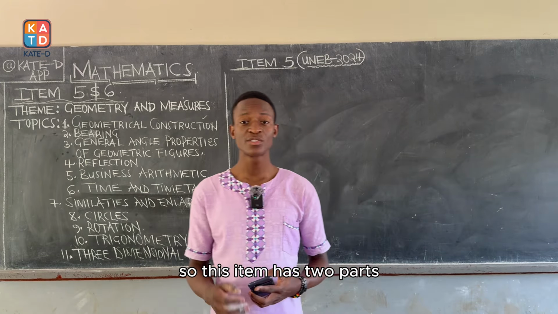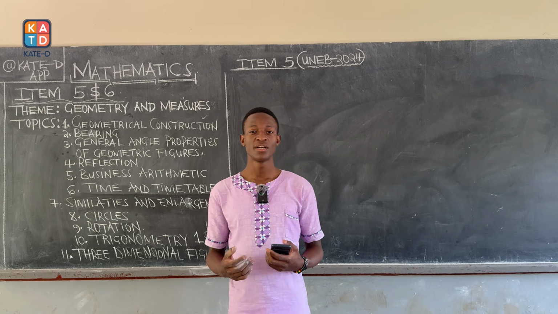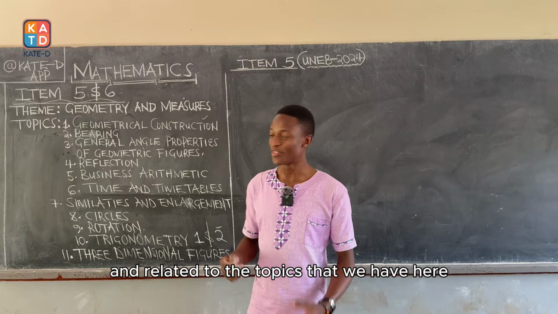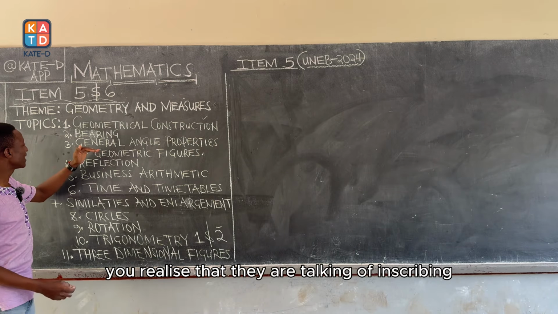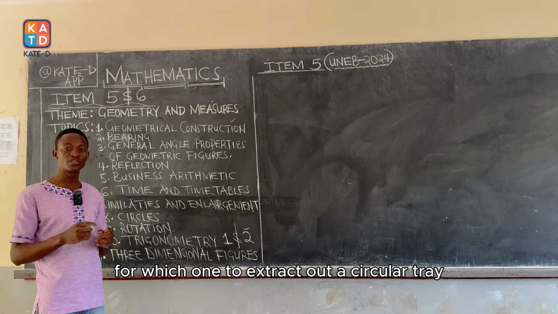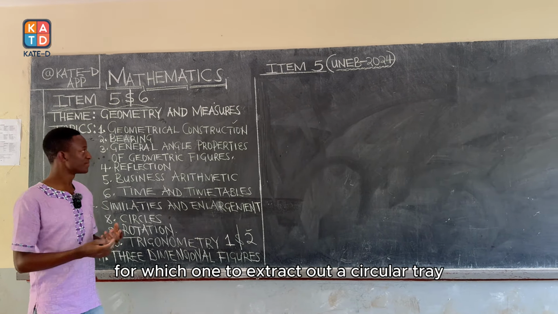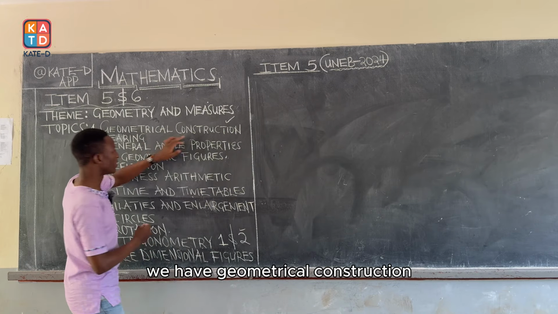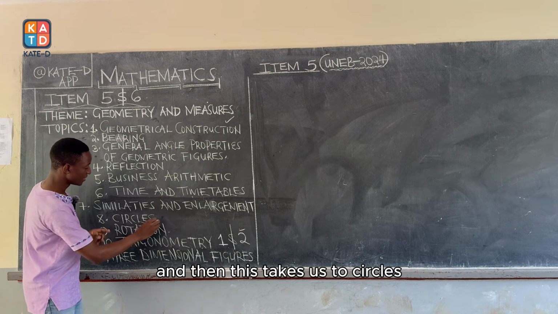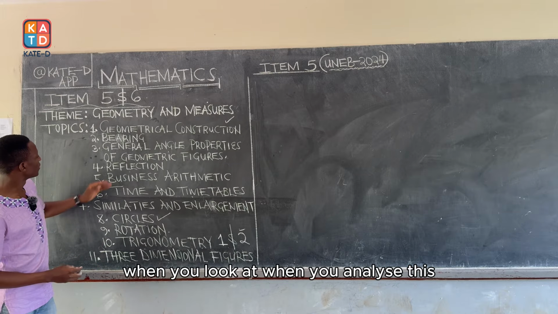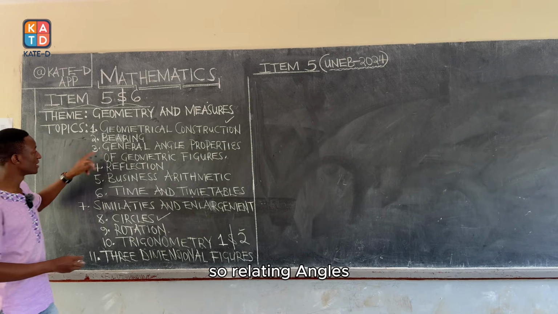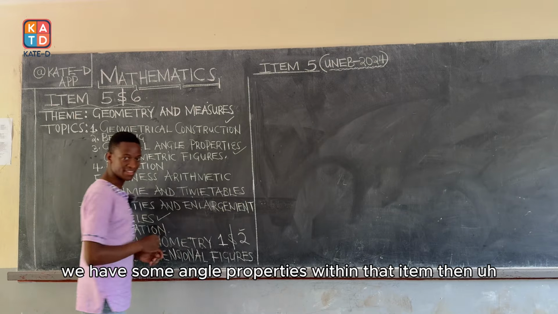So this item has two parts, and the first part tells us to actually relate the amounts that he is going to pay. Now, when you look at this item and relate it to the topics that we have here, you realize that they are talking of inscribing. We are looking at a triangular board of which we want to extract out a circular tray. So when you look at this, we have geometrical construction of which we are extracting out a circular tray. And then this takes us to circles. When you analyze this, you realize that there are some angles. So in relating angles, we have some angle properties within that item.